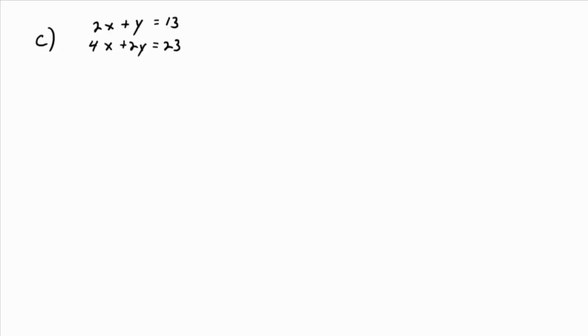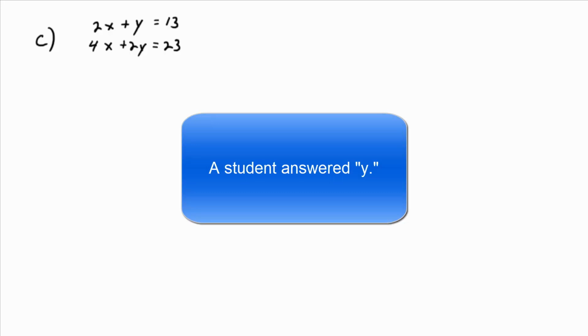Part C, same direction, solve using elimination. 2x plus y equals 13. 4x plus 2y equals 23. I'll leave it up to you. Which variable do you want to eliminate?